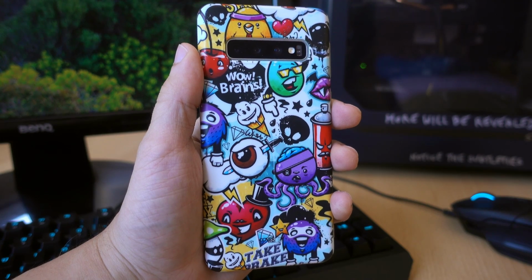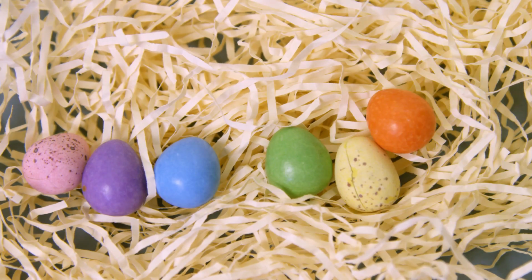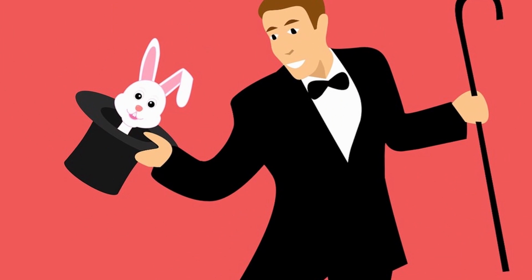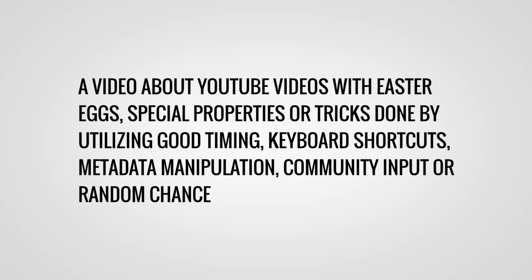Okay, I'm gonna need your help here because I have no idea what to put in the title of this video. It's about Easter eggs, but not entirely. Tricks, maybe? It's a video about YouTube videos with Easter eggs, special properties, or tricks done by utilizing good timing, keyboard shortcuts, metadata manipulation, community input, or random chance. Yeah, that pretty much sums it up.